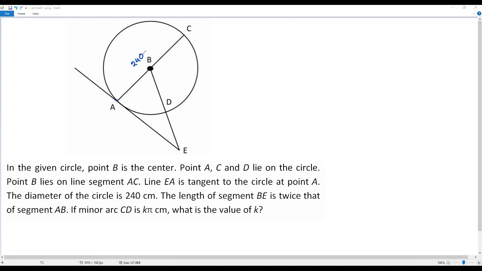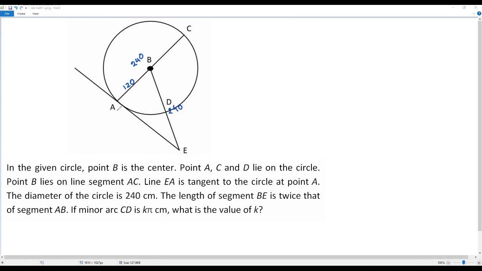Already we know that the diameter is 240. Then to get the radius, we have to take half of this. Half of 240 is 120. So the length of the segment AB is 120. Then what is the length of this segment BE? According to the information, the length of BE is twice the length of AB. So twice 120 is 240. So the length of this line segment BE is 240.